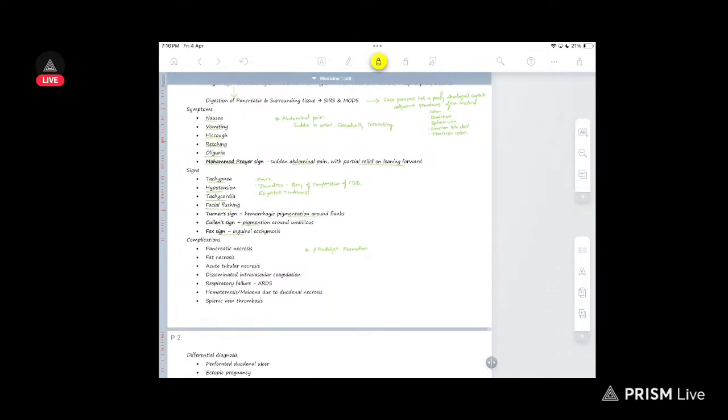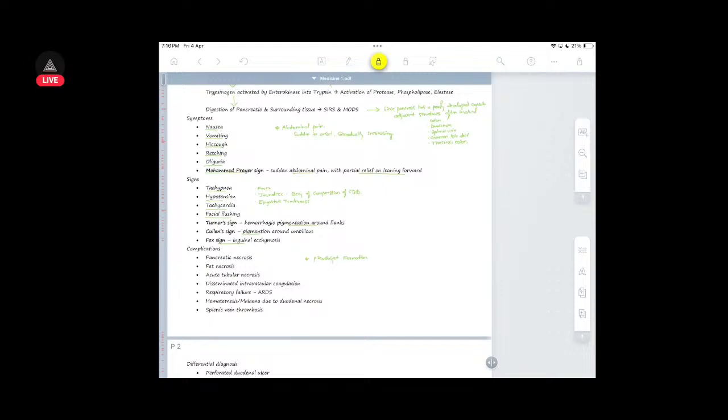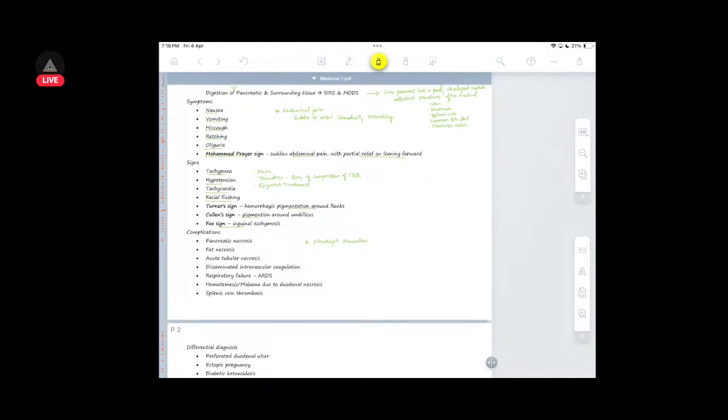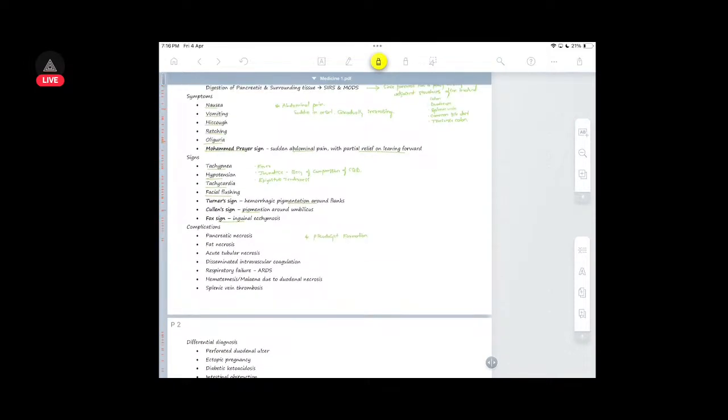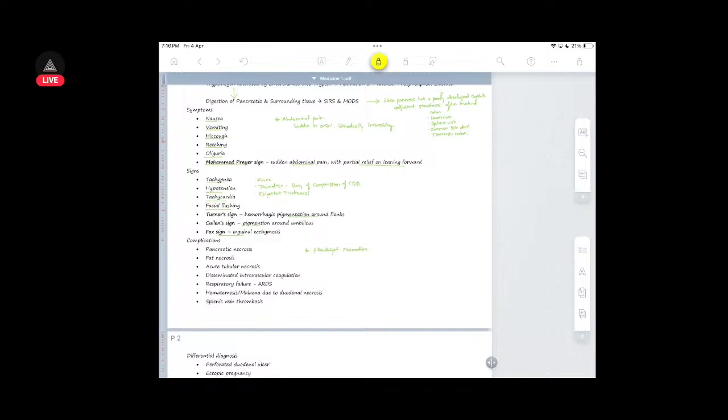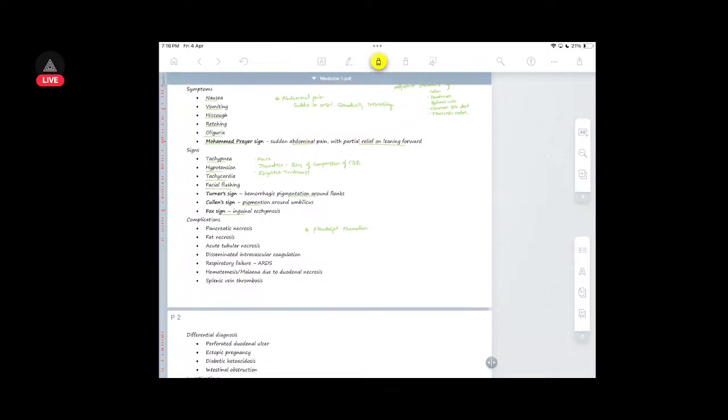So symptoms, you have nausea, vomiting, hiccup, belching, oliguria, and so on. Or you can say they drink like a wolf, kill like a cheetah, burrow like a rodent. What more was there? There's nothing more in another textbook, but yeah, there are things like that.